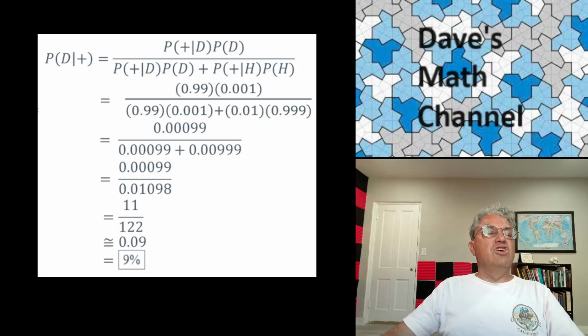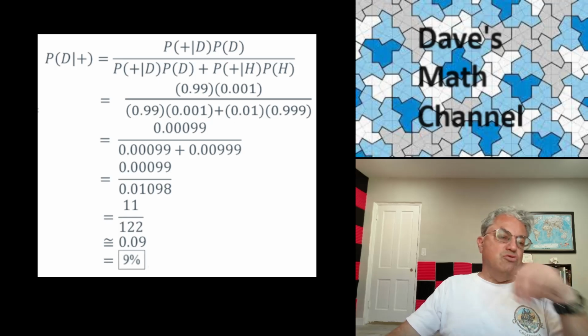The probability that you have the disease, given that you tested positive, is equal to the probability that you tested positive, given that you have the disease, times the probability that you have the disease. That's what goes in the numerator. That's also the first term in the denominator, but you add to it the probability of a false positive, that you tested positive given that you are healthy, times the probability that you are healthy.